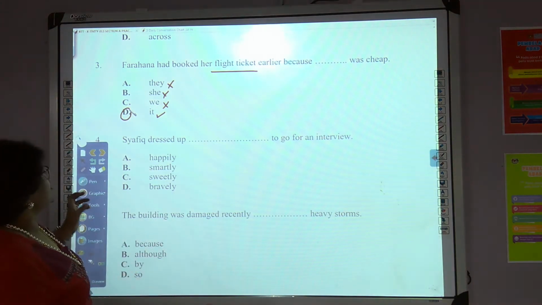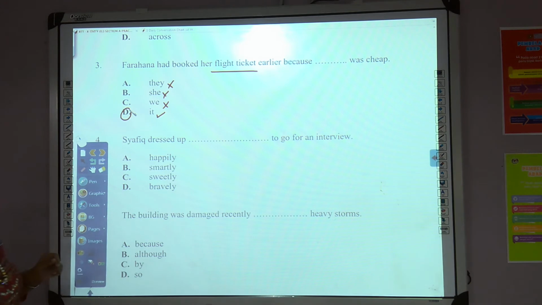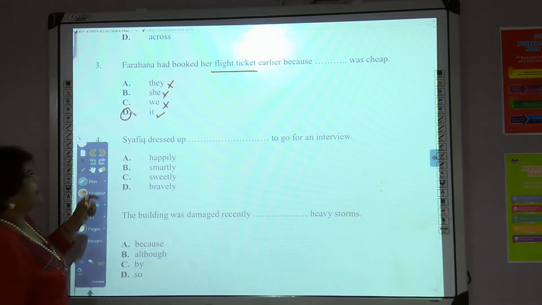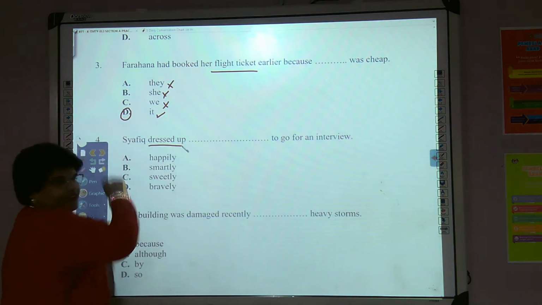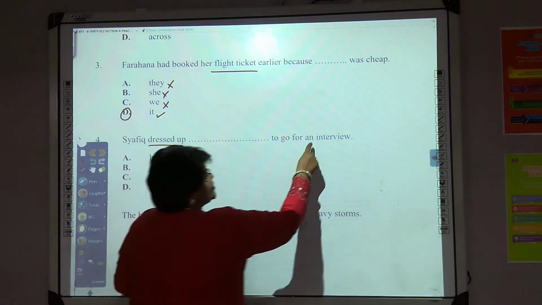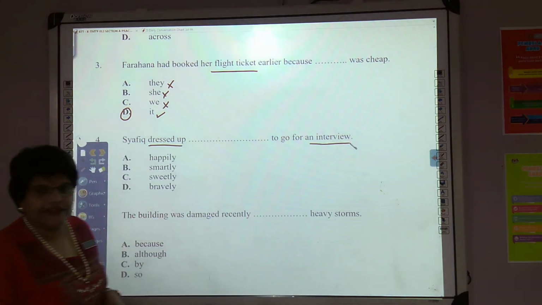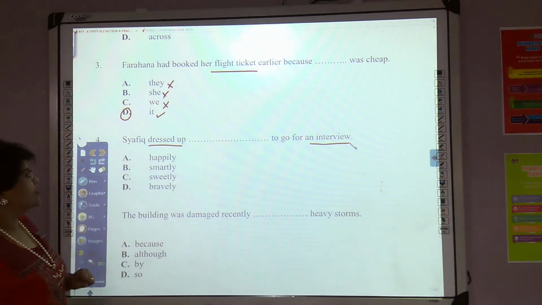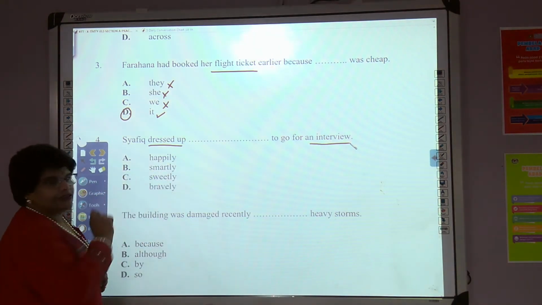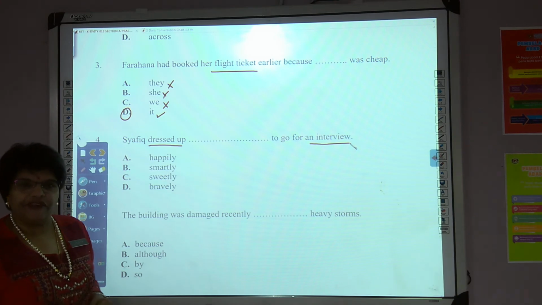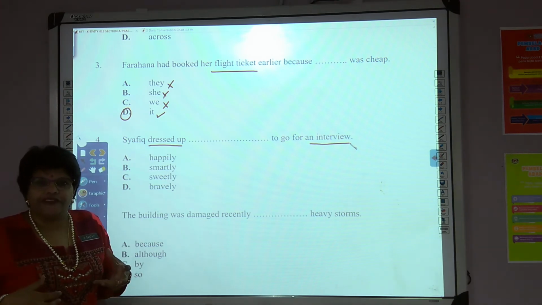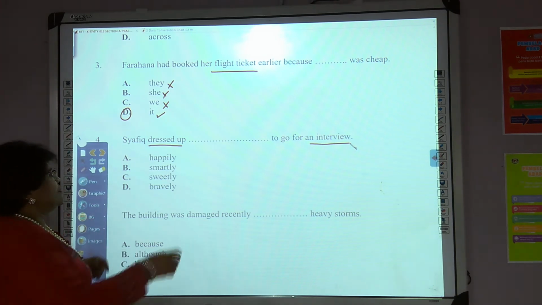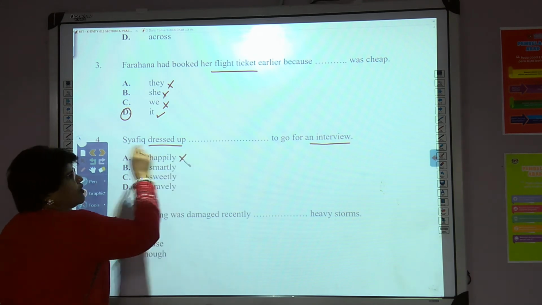Now, Shafiq dressed up to go for an interview. Dressed up is the keyword here. Interview is another keyword here. How do you dress up when you go for an interview? Do you dress up happily to go for an interview? Nobody is very happy to go for an interview. You're always nervous, you have butterflies in your stomach. So happily is wrong.